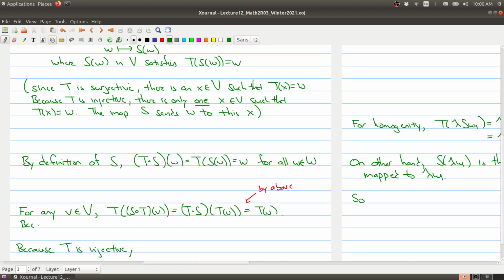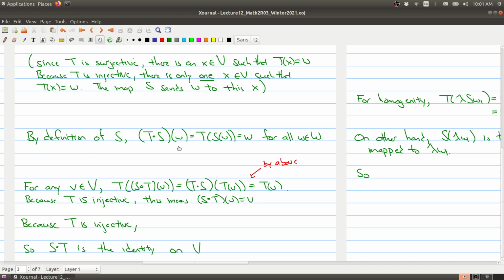And because T is injective, this means that S composed with T evaluated at v is equal to v. Oh, and I actually had left space for myself here. Let me just, so I don't need all of this. So what we have is that S composed with T is the identity on V.